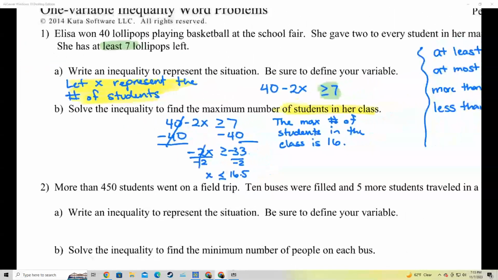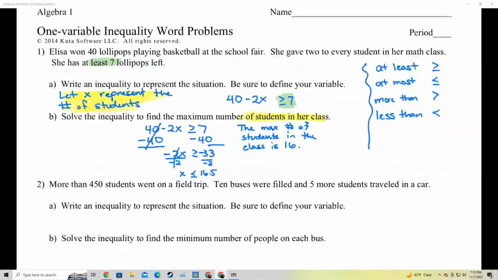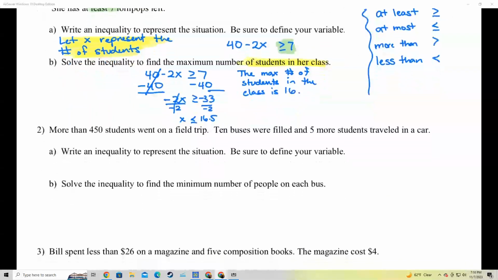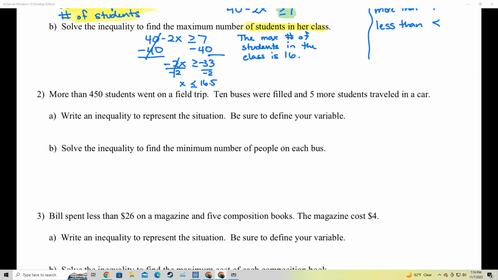Sometimes you're going to change that number to a whole number. Sometimes you're going to leave it as a decimal, depending on the situation. All right. Again, the first one's the toughest one. Hopefully, the next few will start going a little bit faster and be a little bit more clear. It says more than 450 students went on a field trip, 10 buses were filled, and 5 more students traveled in a car. I'm going to write the inequality to represent the situation.